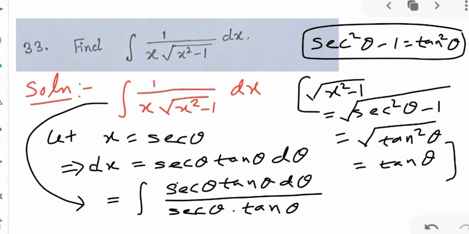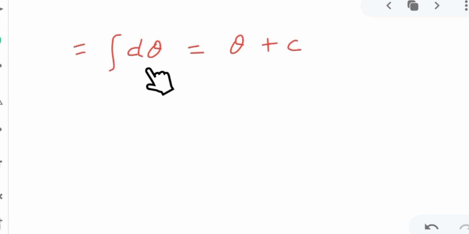Okay, now if you observe, sec theta gets cancelled with sec theta, tan theta gets cancelled with tan theta, and only d theta remains with the integration sign. So I can write the integration of d theta, correct, because everything is cancelled and only d theta remains. And the integration of d theta, you know, is theta plus c, because the integration of dx is x, so the integration of d theta will be theta plus c.